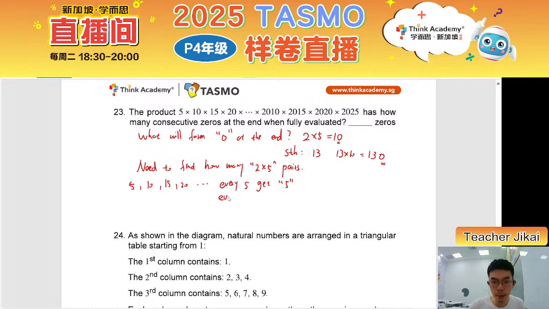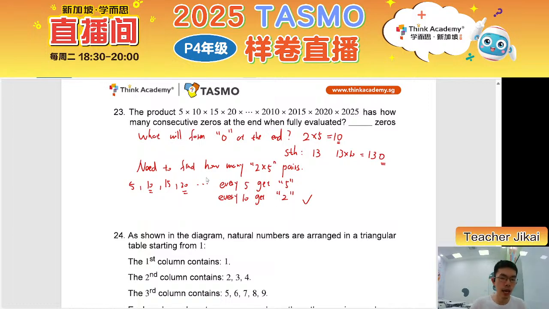And then how about multiples of 2? 10, 20, 30, and so on. So every 10 numbers we get a multiple of 2 here, right? So the number of 2 times 5 pairs is equal to the number of 5s or the number of 2s here. The number of 2s is the smaller number.